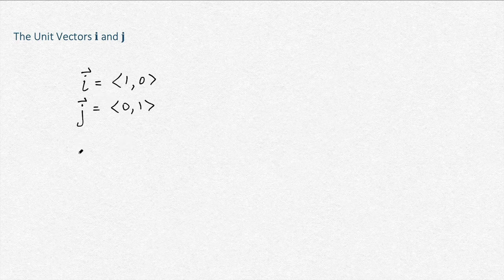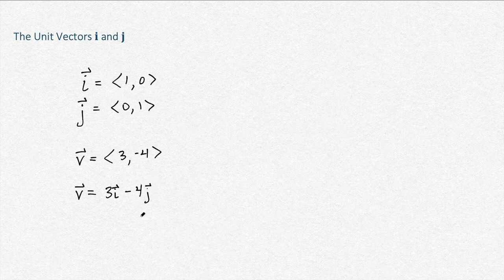And these are so useful because they let us take any vector and write it in terms of i and j. For example, let's suppose the vector v is 3, -4. Well, then we can write v in terms of i and j by simply saying, well, in the horizontal direction it was 3, so this is 3i, and then -4 in the j direction, so -4j.